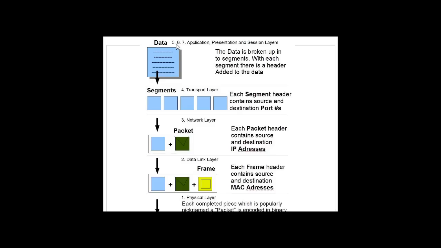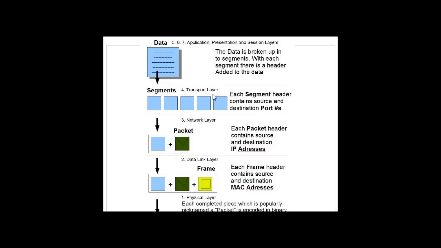All right, and you see here I've put layers 5, 6, 7: application, presentation, and session layers. And at this layer, when we go to send the data, the data is broken up into segments. With each segment, there is a header added to the data. So when we go to send our data, we start at layer 7, we've got our data, and the data gets broken into segments at layer 4.